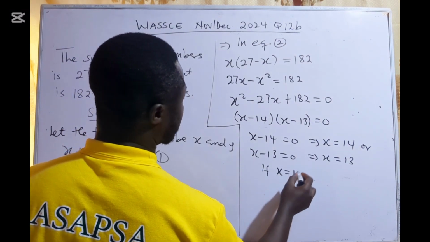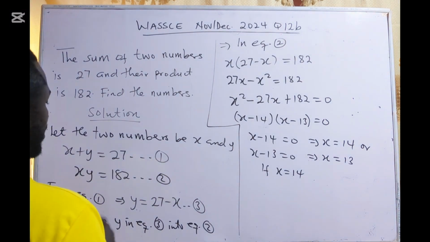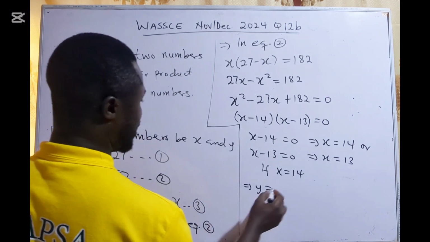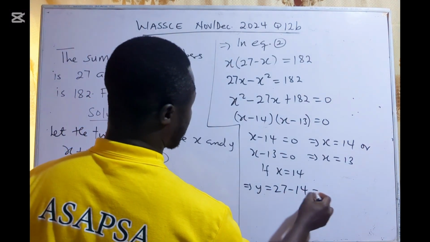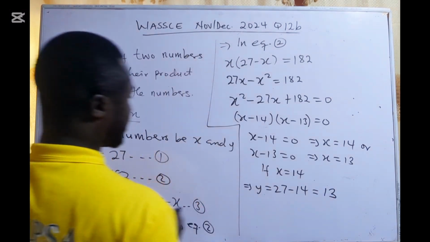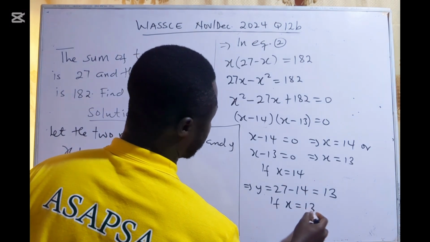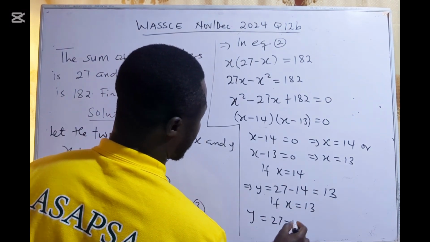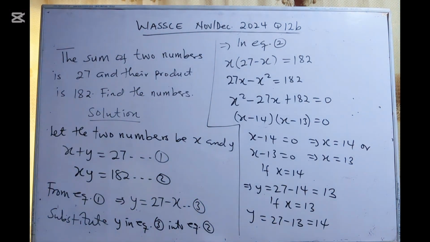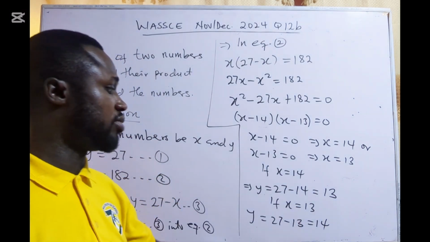So if x is 14, then what will be my y? Let's come to equation 3. It implies y will be equal to 27 minus 14. And what is 27 minus 14? That will give us 13. Also, if x is 13, then my y will be 27 minus 13, and that will give us 14. So if x is 14, y is 13, or if x is 13, y is 14.